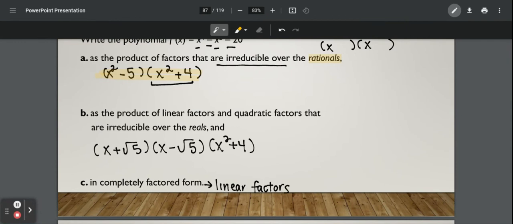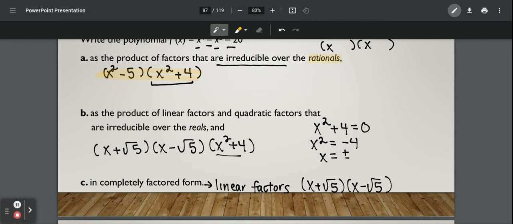So you already have 2 in the x plus root 5 and x minus root 5. But now you need to factor x squared plus 4. So remember that you're figuring out where does x squared plus 4 equal 0 if you were finding the zeros. You can factor it as a sum of squares if you remember that pattern. But if you don't, then again, just solve your equation and you get x equals plus or minus 2i. So your other factors are x plus 2i and x minus 2i.